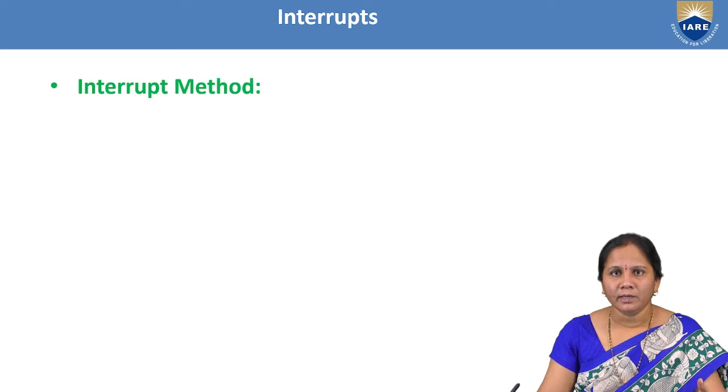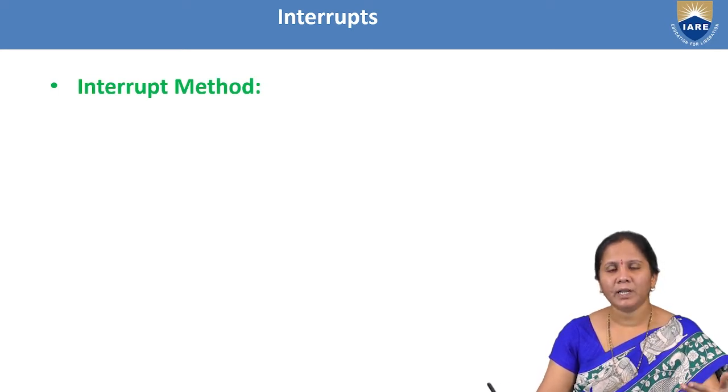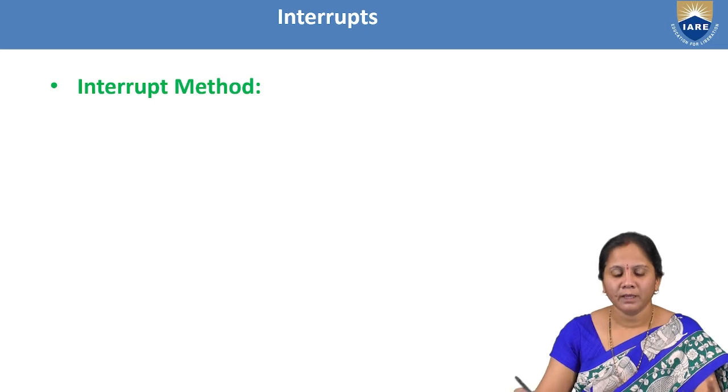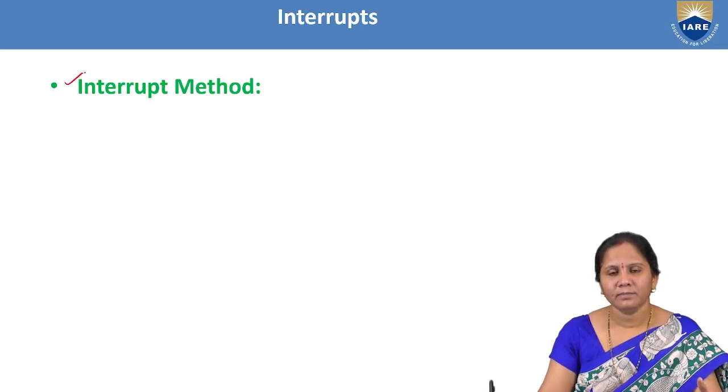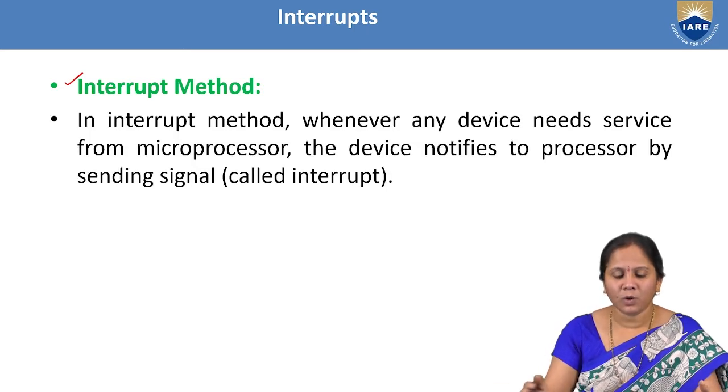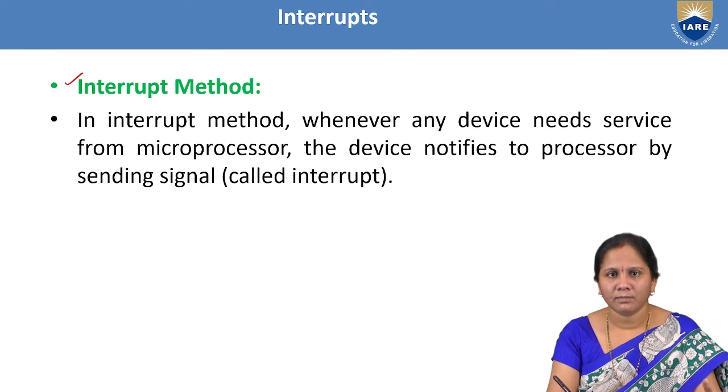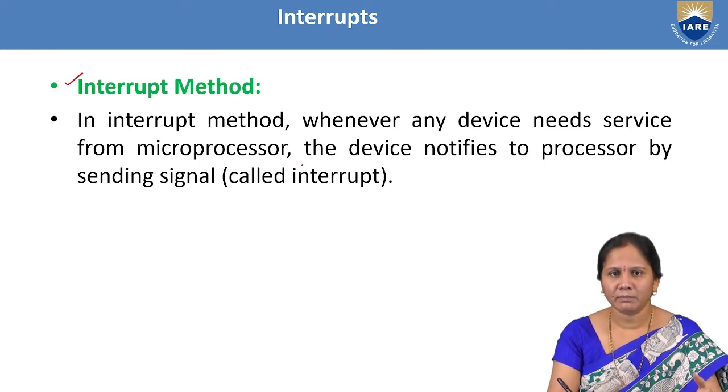But here, coming to the second method of data transfer between I/O devices and memory, the second method is the interrupt method. Generally this interrupt method is preferred compared to the polling method for data transfer. So what is the importance of this interrupt method?